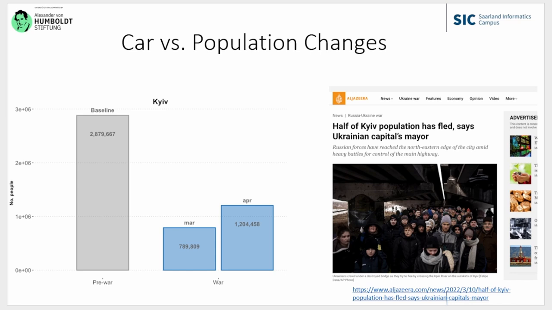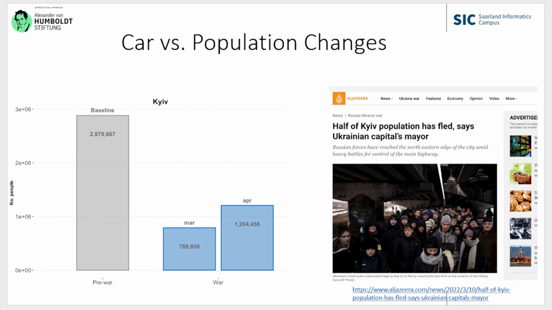Now, how plausible are they? This is a report from early March, where supposedly half of the population here have left. Here, this would indicate an even bigger drop. It also depends on when these pictures were taken in March. Definitely a drop, that's plausible, whether half or not, hard to say. But at least it gives some plausibility that the directionality is plausible.